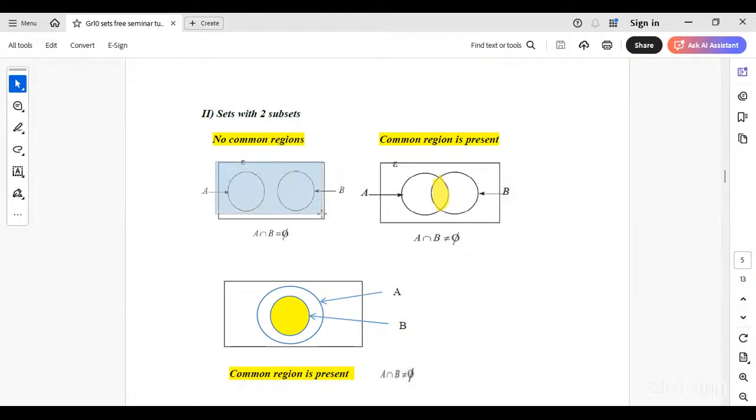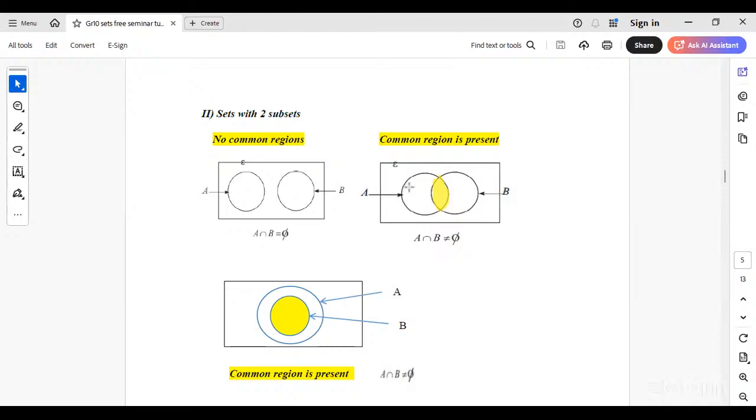Why? Because you have two subsets. What are the two subsets here? A and B. A is a subset, B is a subset. But here there are no common regions. Therefore, there are no intersection paths in A and B. A is separate there and B is separate there. Therefore, there are no common regions in this particular set.